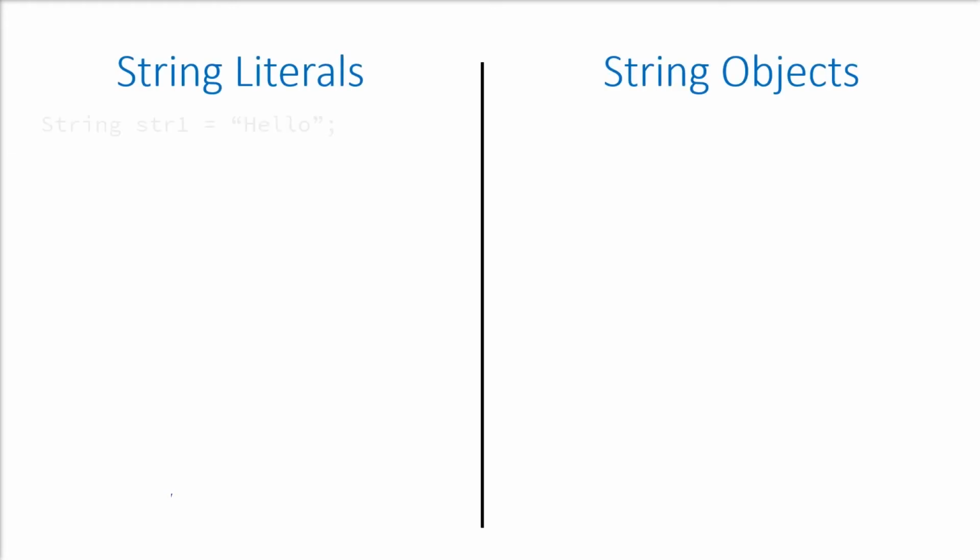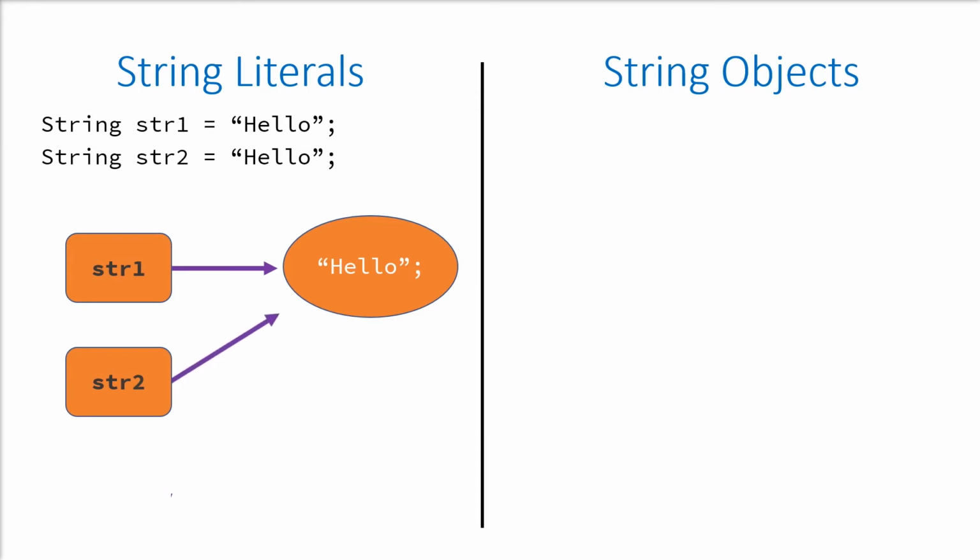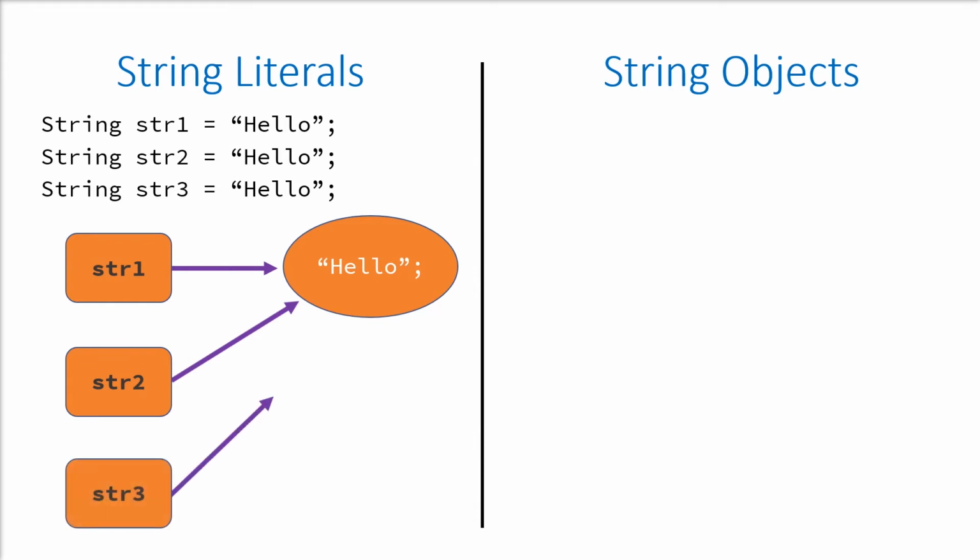For string literals, when we declare and initialize str1 to be hello, we assign str1 to be hello. And if we do the same thing, except declare and initialize str2, another string, to be hello as well, str2 is accessing the same hello as str1. If we did it again with str3, str3 accesses the same hello as str1 and str2. This makes sense since all the strs represent the same word.